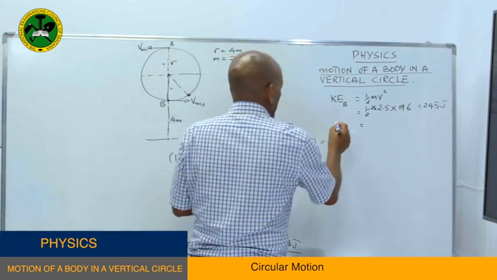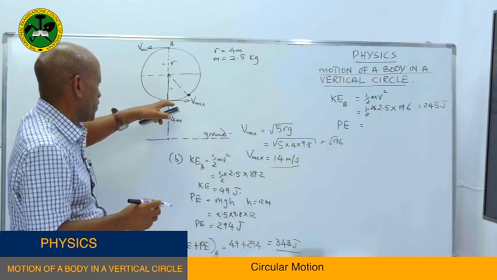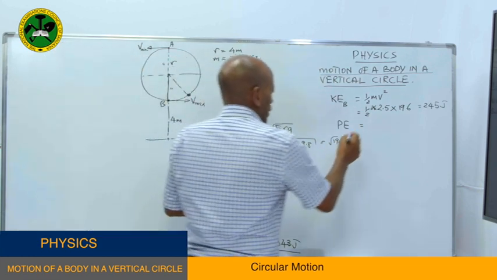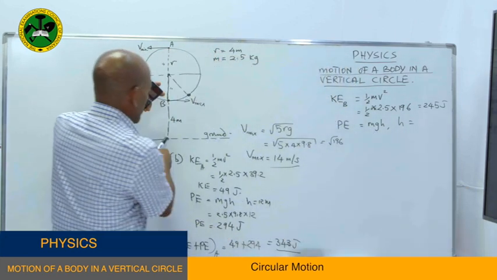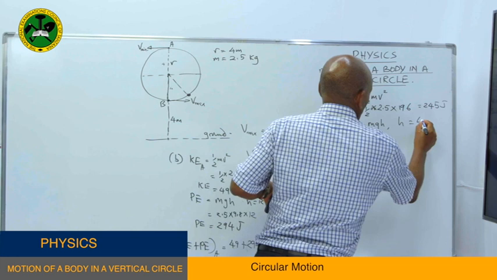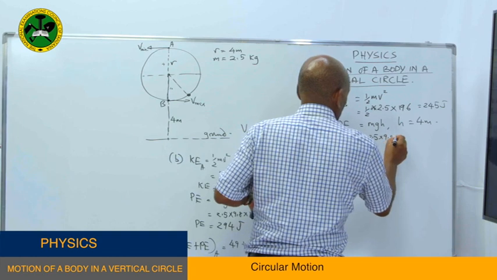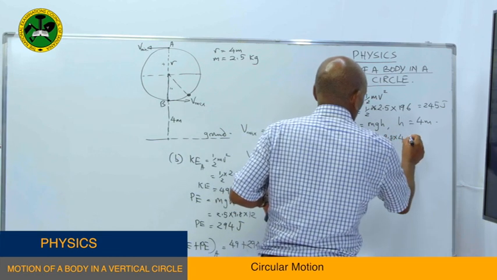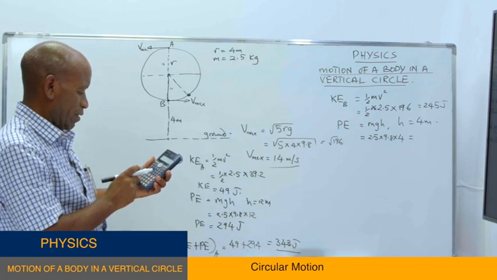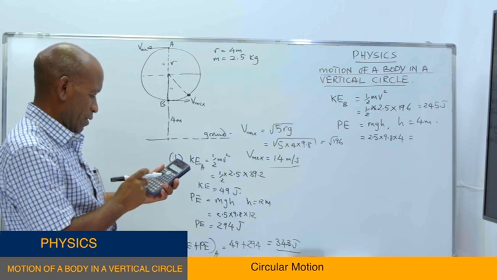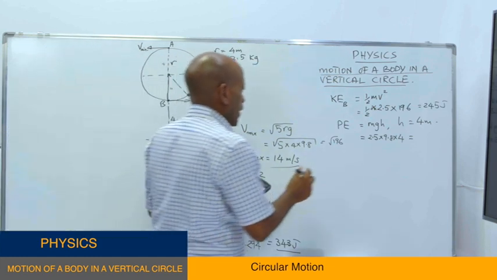We're going to look at the potential energy at the bottom. We're talking about the bottom, not the top. The potential energy at the point B, that's at the bottom. So the potential energy is mgh. But the height there is 4 meters from the ground. So the mass is 2.5, the g is 9.8, the height is 4 meters. If we multiply, we're going to get 98 joules.